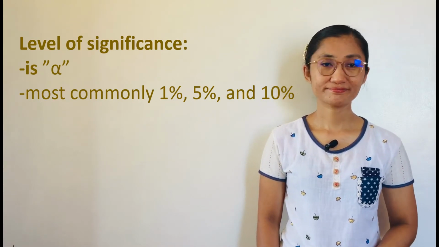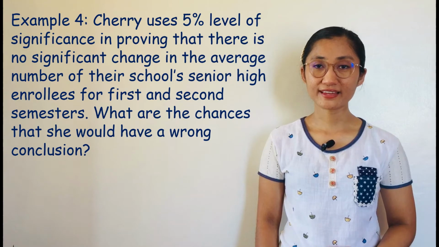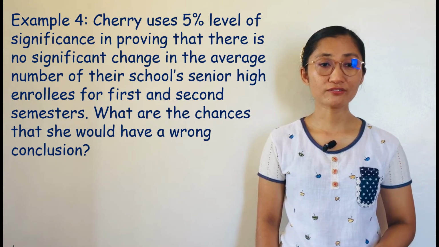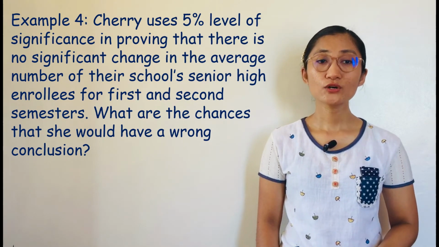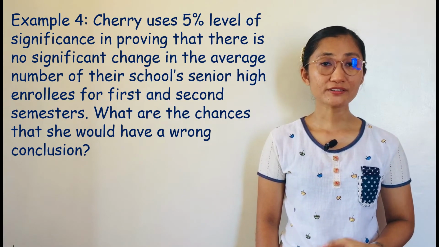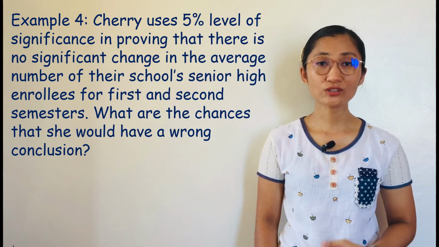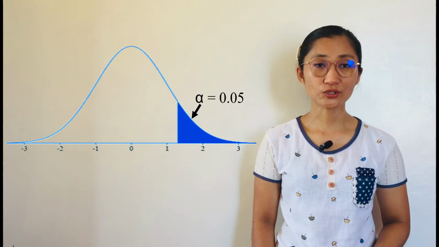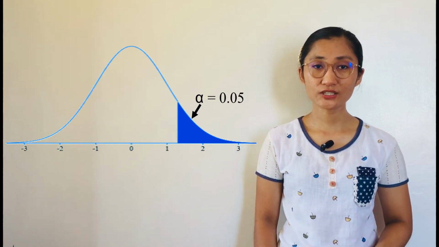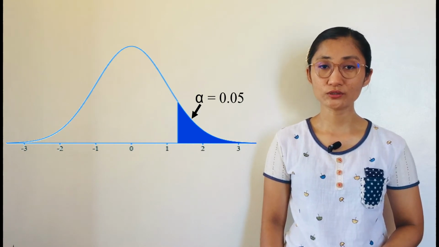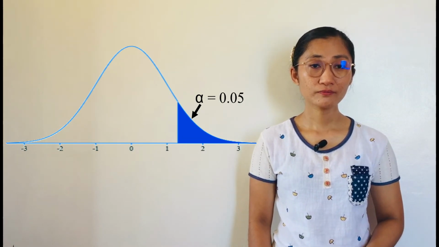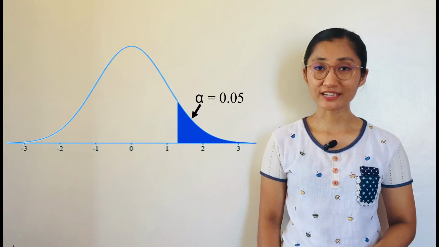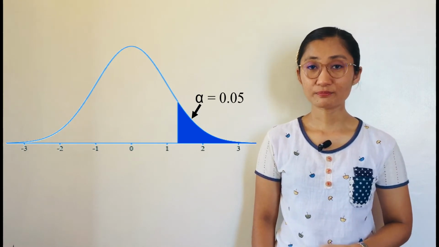So let's have example 4. Cherry uses 5% level of significance in proving that there is no significant change in the average number of their school's senior high enrollees for first and second semesters. What are the chances that she would have a wrong conclusion? For the solution, the chance that Cherry's conclusion that there is no significant change in the average number of senior high enrollees of the school for the 2 semesters is wrong is 5%. That is, the chance that the null hypothesis would be rejected when it is true is 5%.